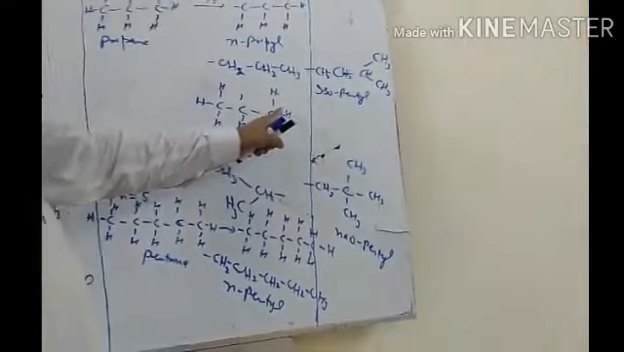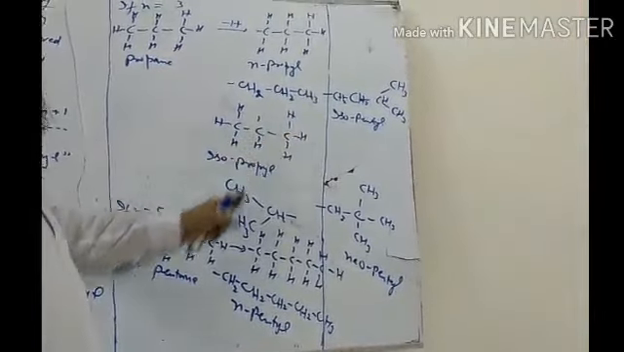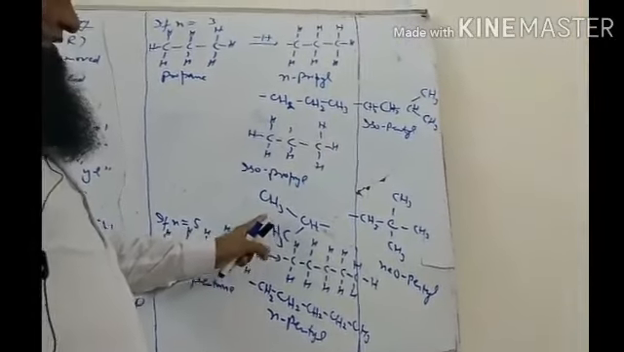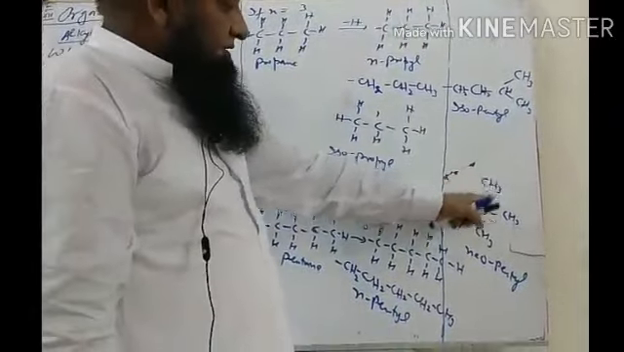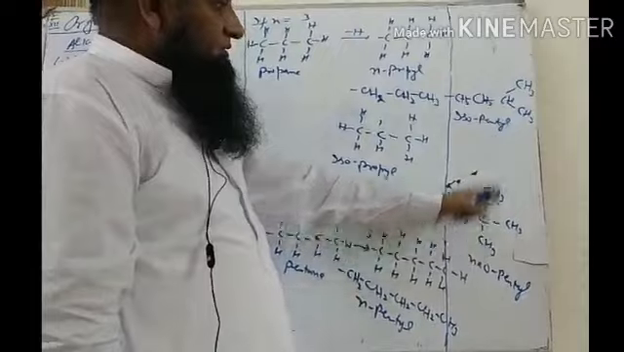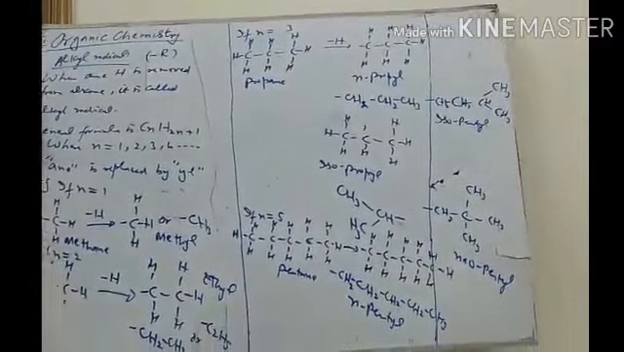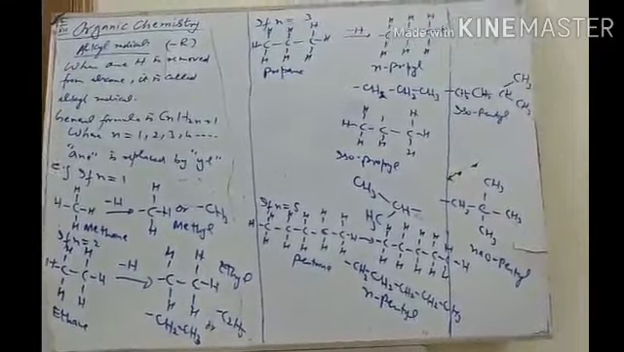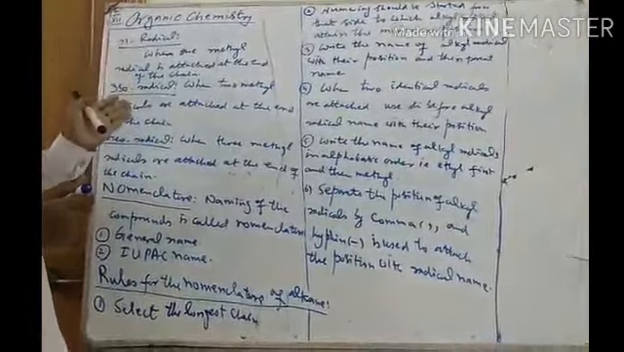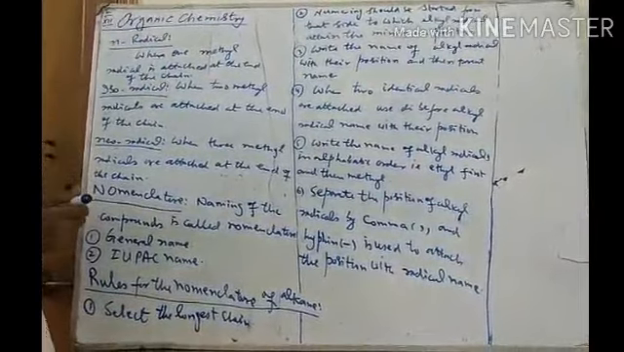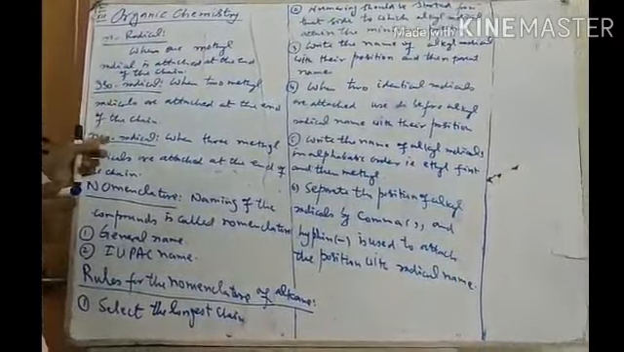So students, you should remember, if one methyl radical is attached at the end, this is known as normal. If 2 methyl radicals, then it is called iso. And if 3 methyls, 1, 2, 3, this is called neo. So we can say that these are the general names, iso and neo.